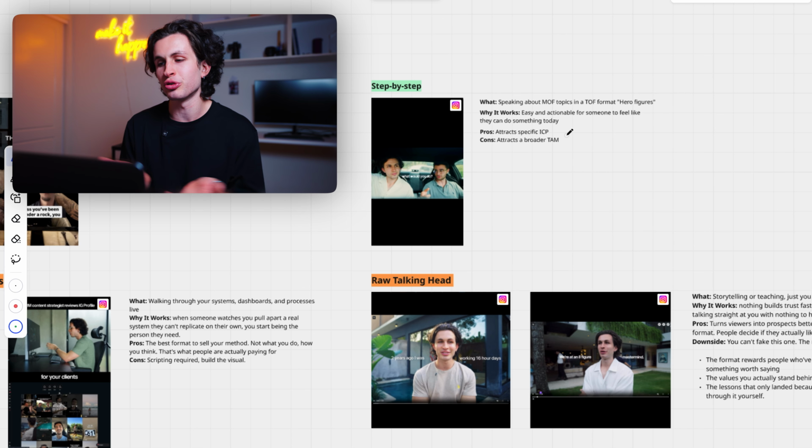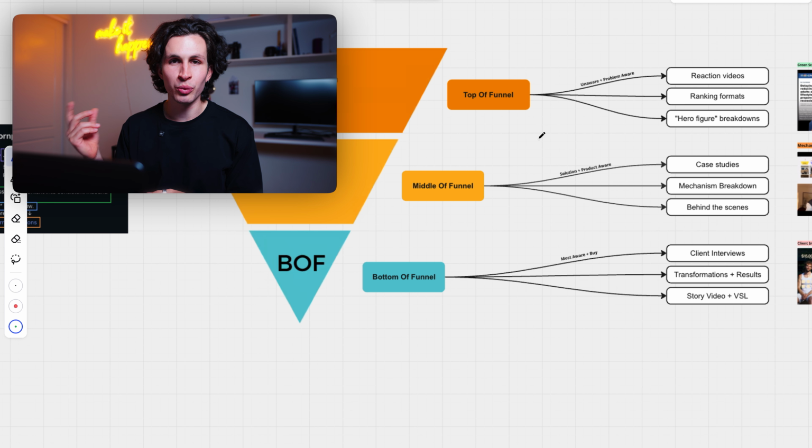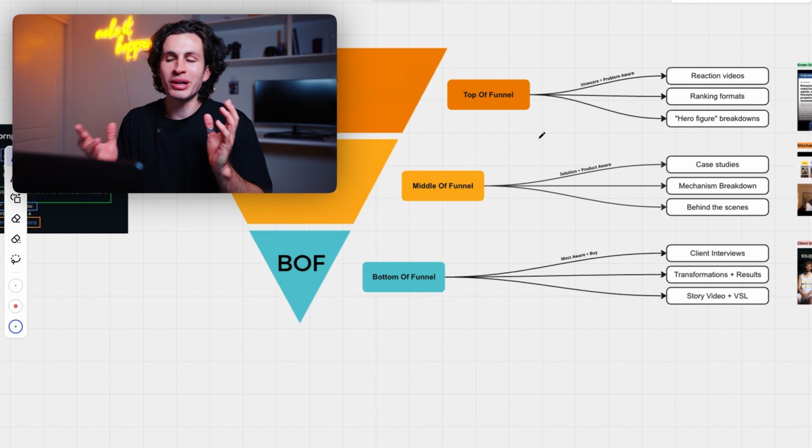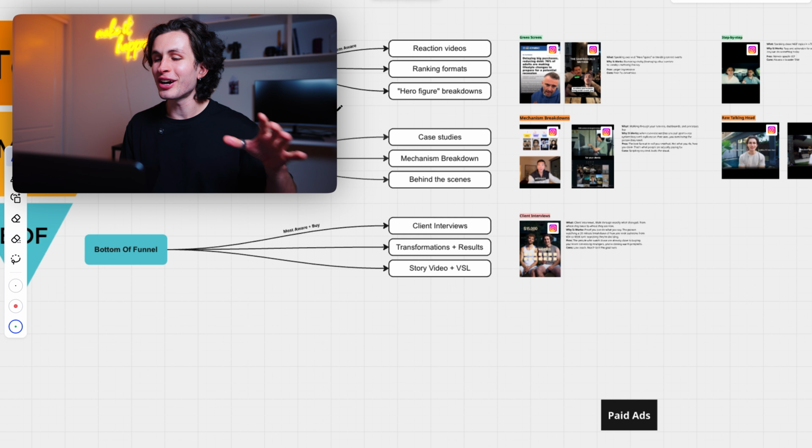There's gonna be a lot of people you attract with this, but if you do it right, it will attract a very qualified ICP. So now moving on to middle of funnel, these people are solution plus product aware. So they understand what you do, but they may not understand how it actually works and what it looks like. So what sort of pieces of content should we post here? Mechanism breakdowns. These are gold.